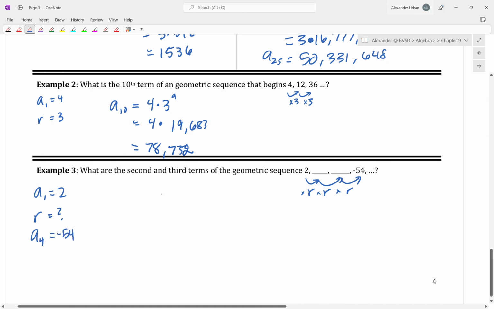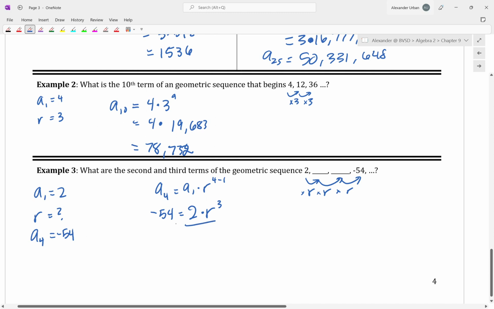So I'm going to set this up. A sub 4 should be equal to my first term times my common ratio to the 4 minus 1. Well, I know what a sub 4 is. It's negative 54. A sub 1 is 2. My common ratio is unknown, but it's raised to the 3rd power.